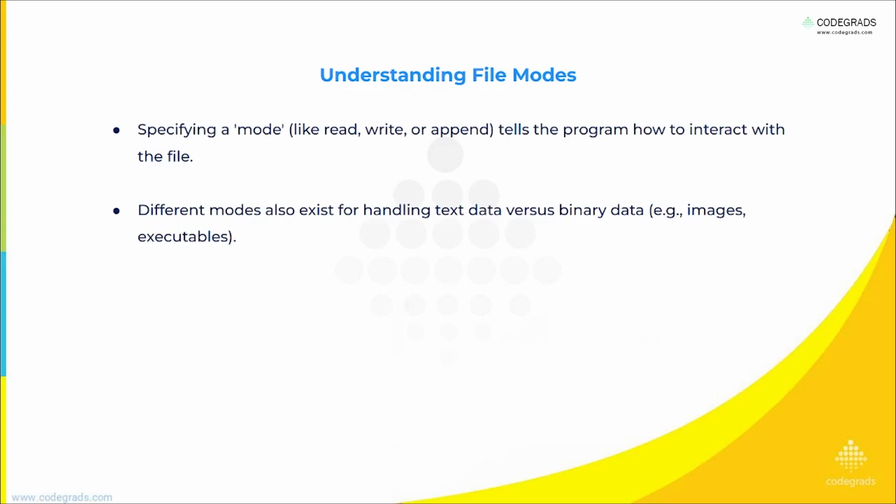Then we have the binary mode, B, which we can add for non-text files like images, and then we have the T mode, that is the text mode, which is the default one and is usually combined with others. So these are the different file modes we have available with file handling.